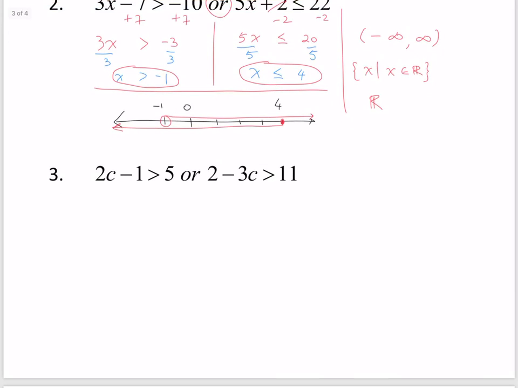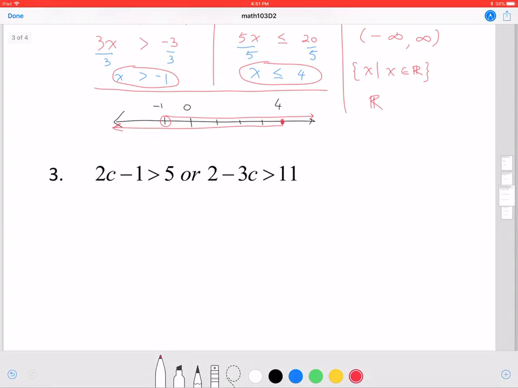Okay, and the last problem, we'll start out in a similar way. So we have 2c, adding 1 on both sides. 2c is greater than 6, divide by 2, c is greater than 3. And the second one, subtract 2, negative 3c is greater than 9, divide by negative 3. Remember we're dividing by a negative, so that has to be reversed, so c is less than negative 3.